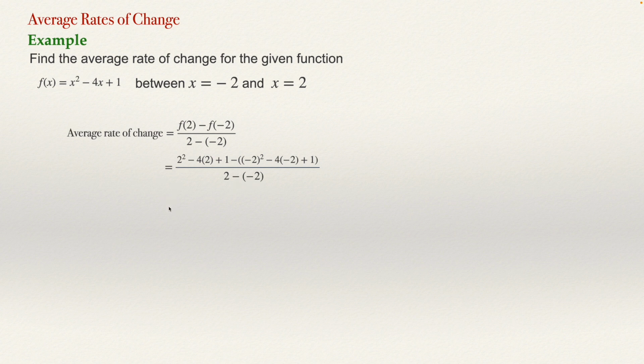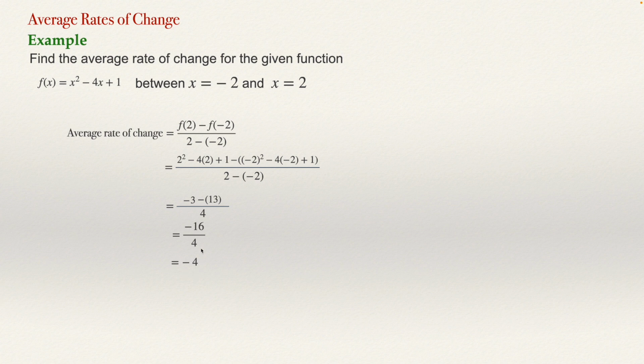So the first value will be 4 minus 8 plus 1, which is 4 minus 8 minus... it is -3. So at the top we have -3. On the other side, it will be 4 plus 8, because -4 times -2 is +8. So 4 plus 8 is 12, plus 1 is 13, so it will be minus 13. And everything divided by 2 plus 2, which equals 4. So we have negative 16 over 4, and this is negative 4.